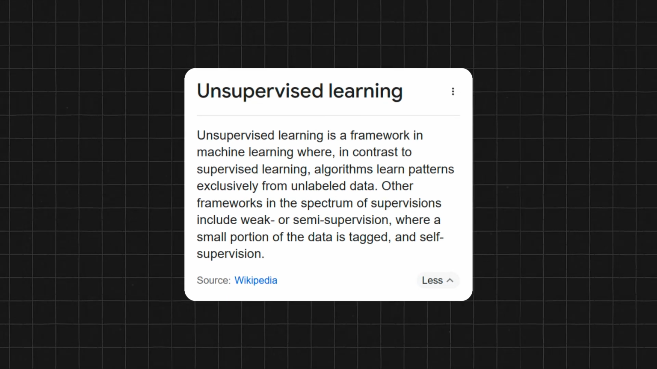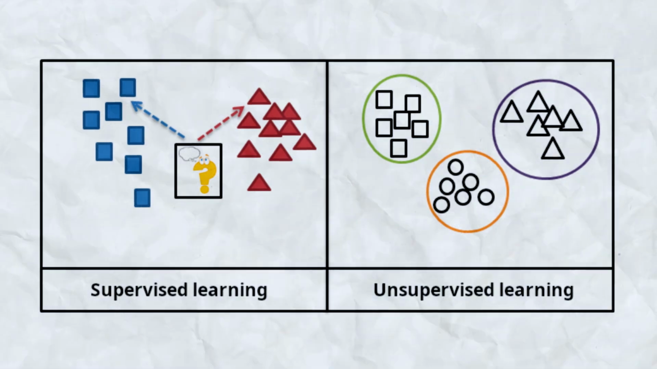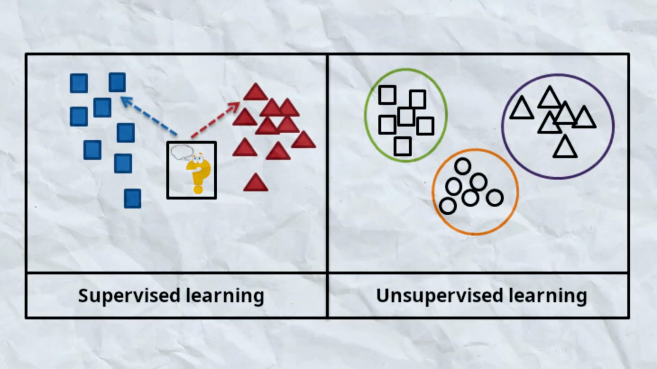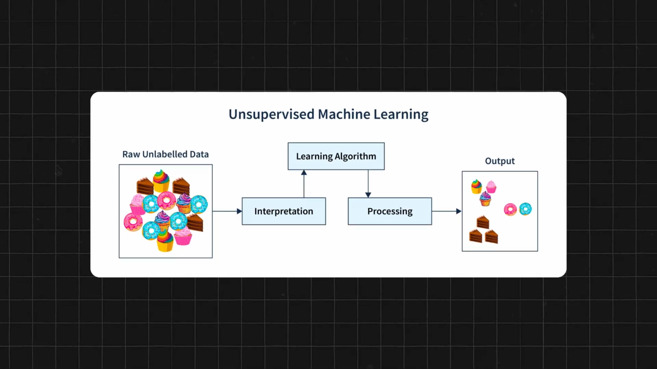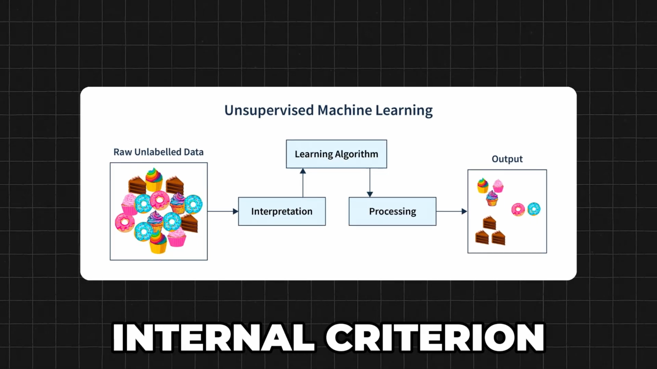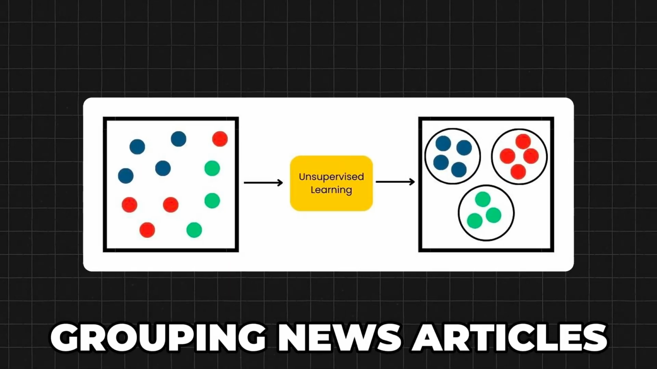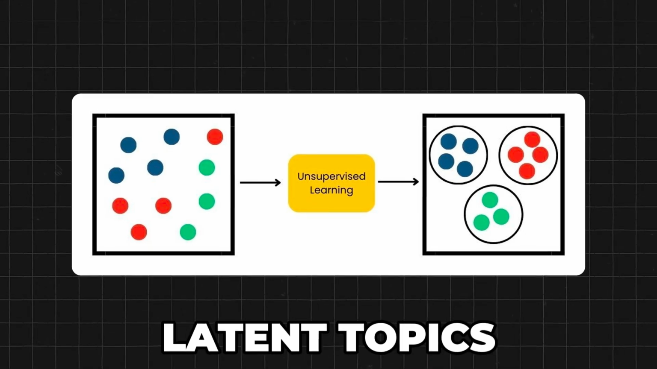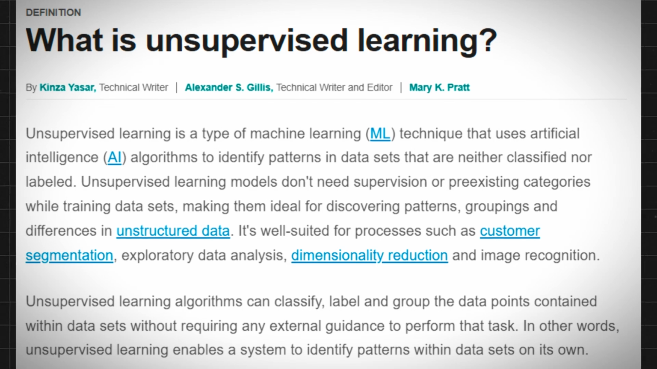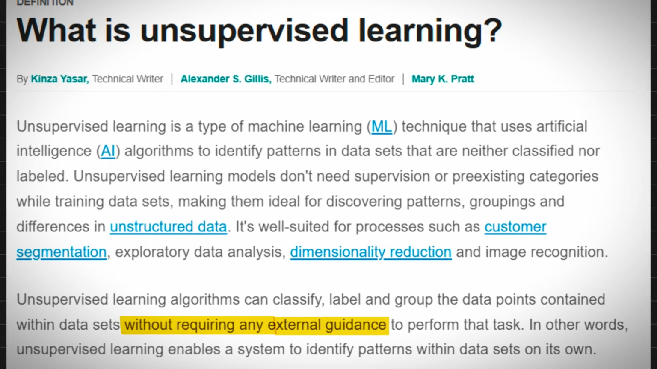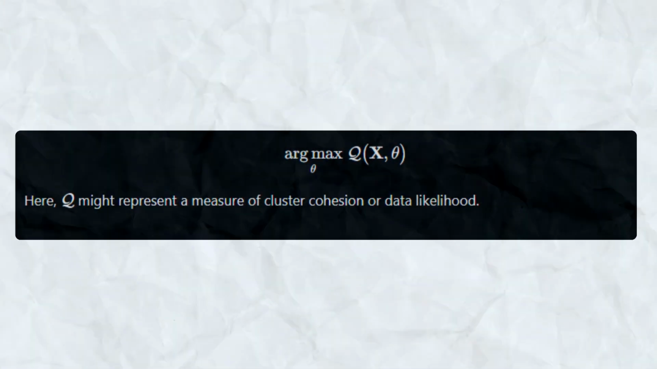Unsupervised learning takes a different approach by dealing with data that has no labels. The objective is to uncover hidden parts or natural groupings within the data. Instead of minimizing a loss function based on known answers, the algorithm optimizes an internal criterion that measures how well the data is structured. This might involve grouping news articles into themes or finding latent topics in customer reviews. The important part here is that the model extracts the structure without external guidance. Here, Q might represent a measure of cluster cohesion or data likelihood.